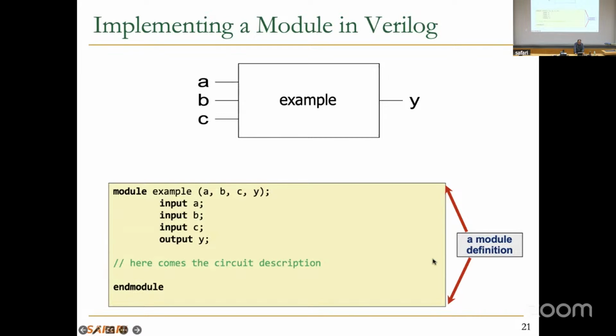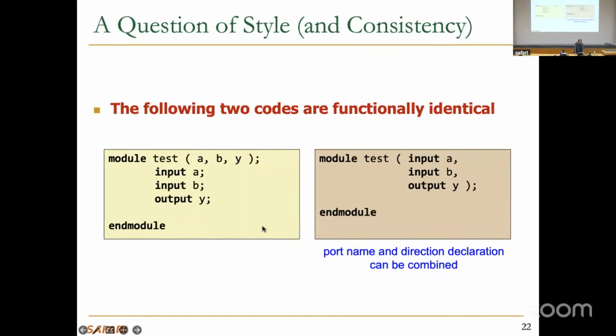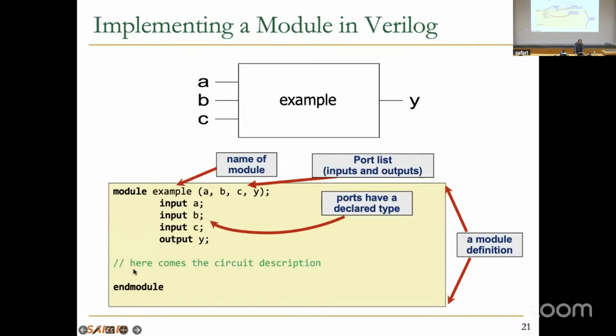You start with the definition of the module. These are keywords, essentially: module, and then the name of the module, which is example. And then you have these port lists, A, B, C, and Y. These are ports. Then you need to define which of them is input and which is output. Here, for example, A, B, C are inputs, and Y is your output. And then in this part, you specify the functionality of that module. And in the end, you have this endmodule, which closes your block.